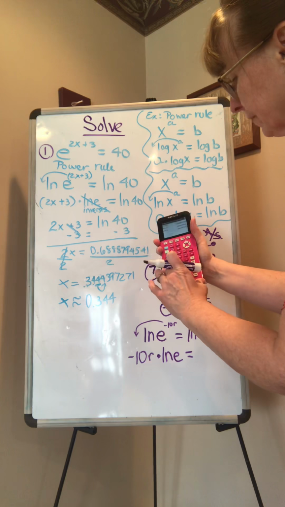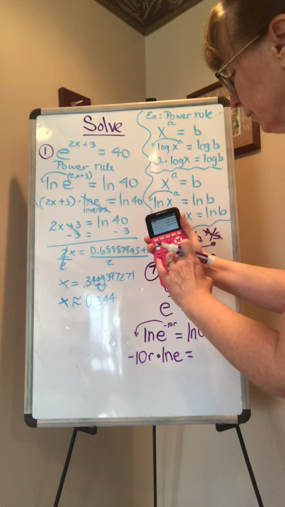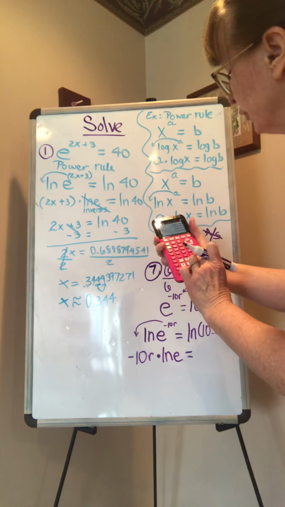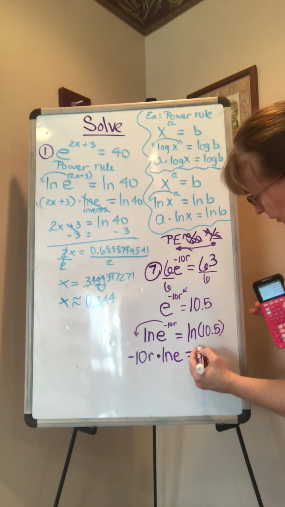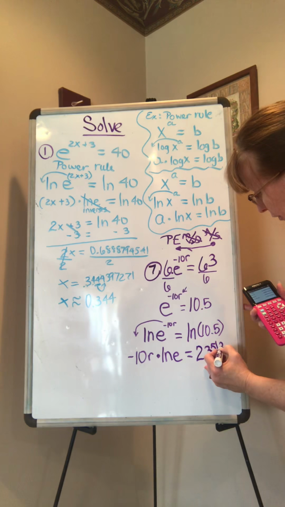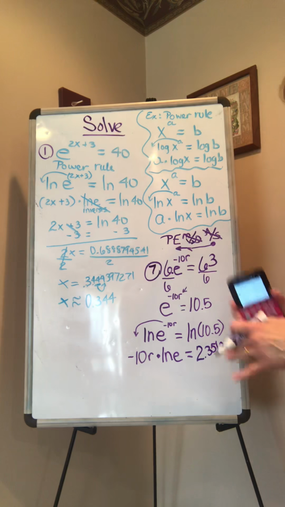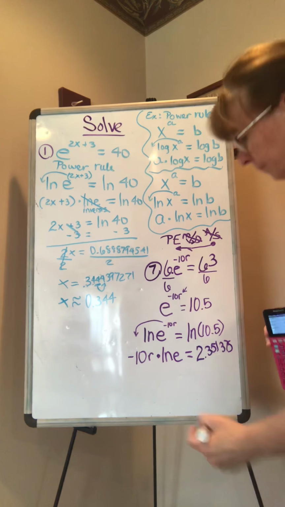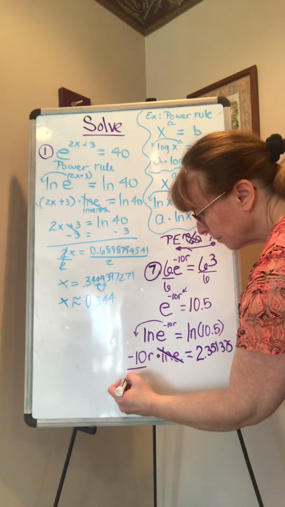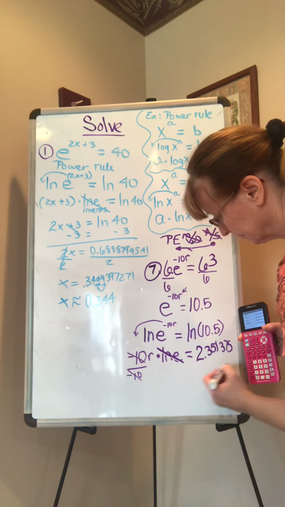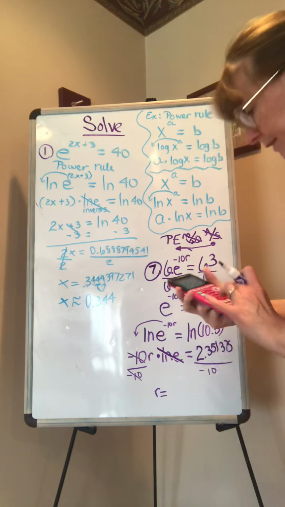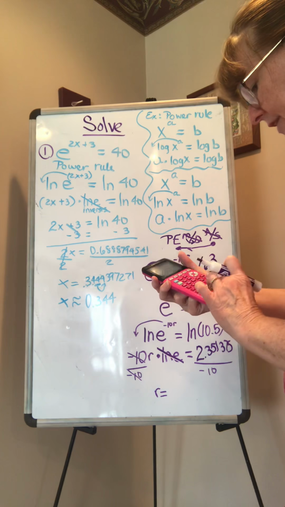Let's type that in. Natural log of 10.5 is 2.35. Now, I'm not going to write the whole thing. I'm keeping it on my calculator. 2.351375, and I'm out of room, so I'm going to keep this on my calculator. These guys cancel, they're inverses, so now I have to divide by negative 10 on both sides. And then r will be, divide by negative 10.